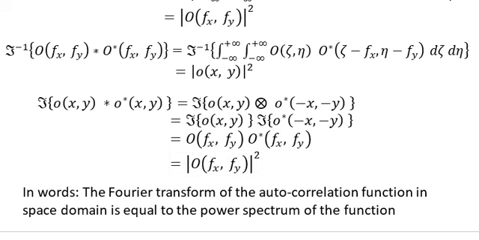So you see that here we have proved using the convolution theorem that the autocorrelation between the two functions is equal to the absolute square of the Fourier spectrum of the quantities. In other words, the Fourier transform of the autocorrelation function in space domain is equal to the power spectrum of the function. Here, rather than speaking about the power spectrum, it is more appropriate to write the energy spectrum. So here we can say that the Fourier transform of the autocorrelation function in space domain is equal to the energy spectrum of the function.